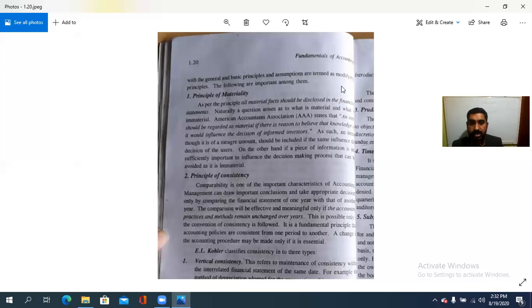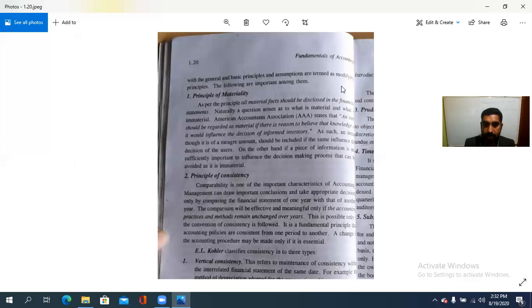What is this consistency? Convention of consistency. It is a fundamental principle that accounting policies are consistent from one period to another. Policies, the rules, accounting policies, rules എല്ലാം ഓരോ സമയത്തും ഒരുപോലെ തന്നെയാണ്, ഒരു ചേഞ്ചും ഇല്ല.